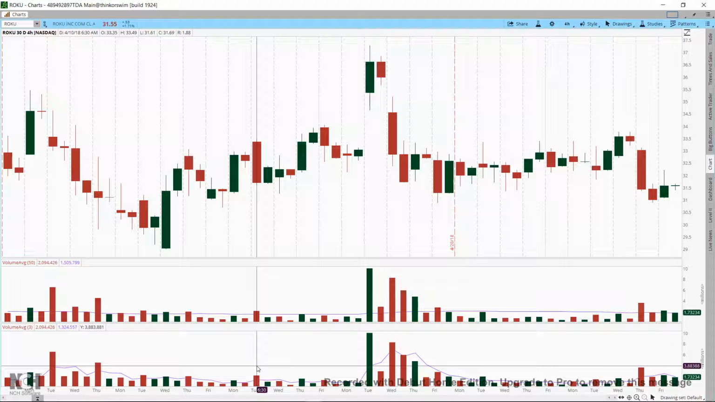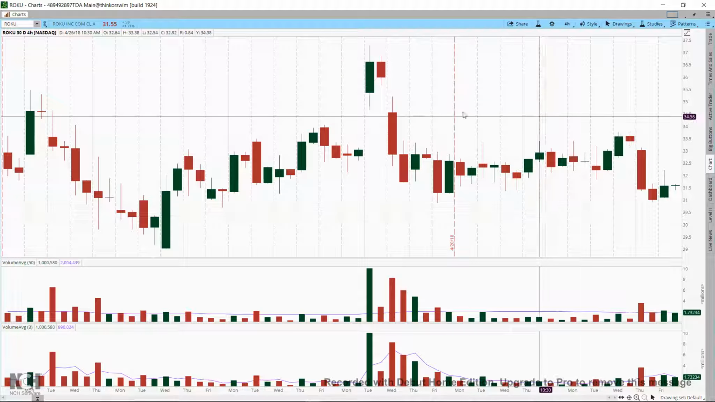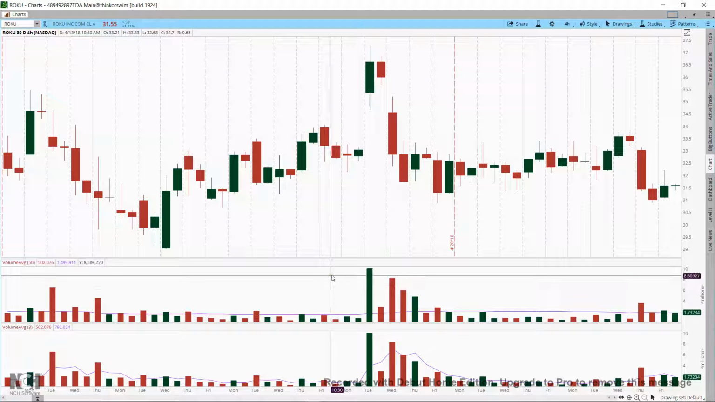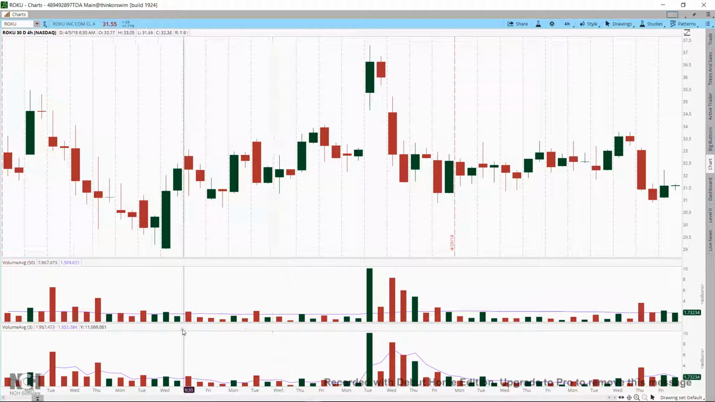And what I have up here is the price chart in the upper pane. The middle pane is the volume profile indicator, and the lower pane is also a volume indicator. You notice that the green and red bars look the same, but this purple line looks different than the purple line in the bottom.